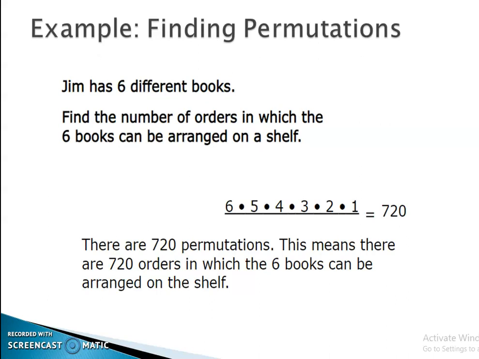Another example of finding permutations. Jim has 6 different books. Find the number of orders in which the 6 books can be arranged on a shelf. There are 6 books and we have to arrange all 6 books on a shelf. The number of possible ways is 6 factorial, which is equal to the product of our first 6 whole numbers, 6 times 5 times 4 times 3 times 2 times 1, which is equal to 720. There are 720 permutations. This means there are 720 orders in which the 6 books can be arranged on a shelf.